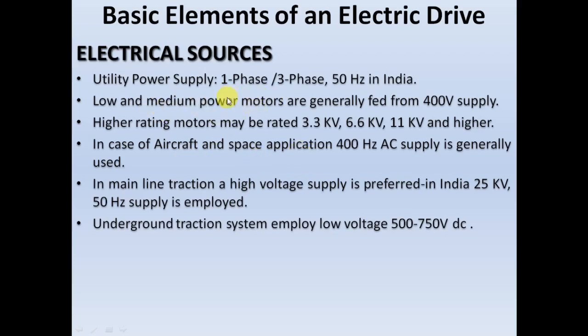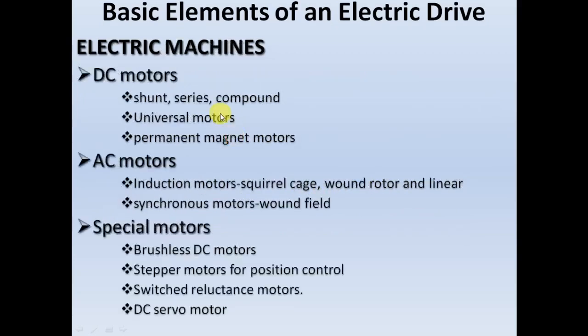Small and medium power rating motors are generally fed from a 400 volt supply, whereas high rating motors are fed from 3300 volt or 11 kV or much higher than that. You must be able to write at least some of them in order to fetch the marks in the university exam. Next block we are going to handle is the electrical machines. As all of you are aware, there are various types of electrical machines, that is DC motors, AC motors and special motors. You have already studied about them in detail in your previous semesters.